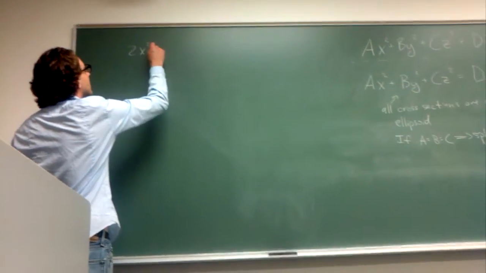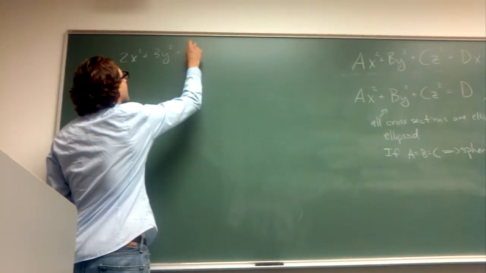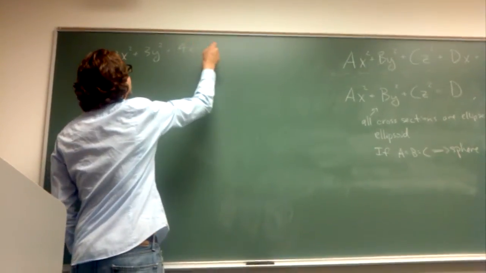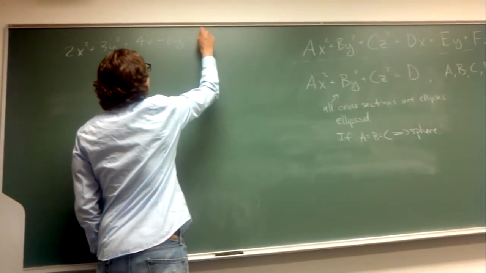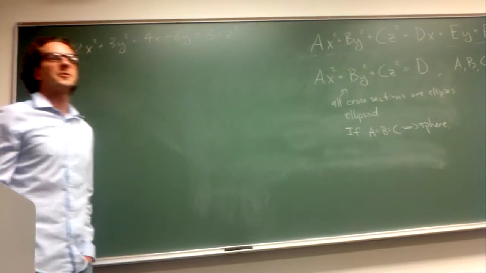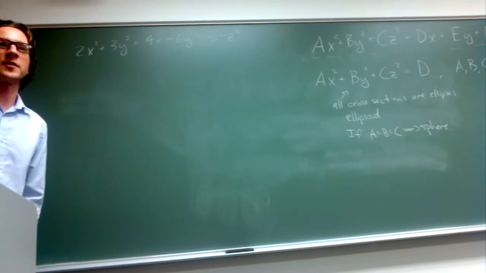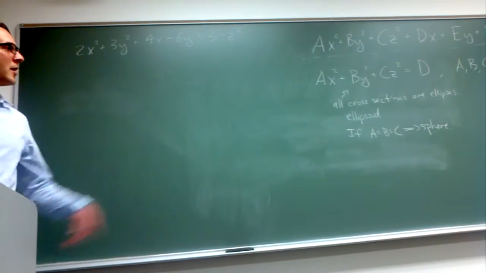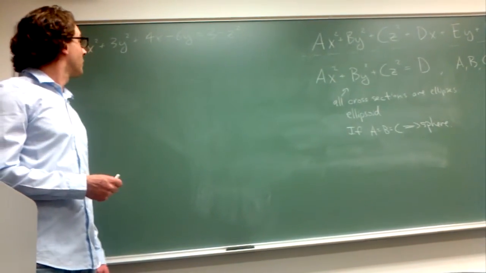For example, if I wrote down 2x squared plus 3y squared plus 4x minus 6y equals 3 minus z squared, can you recognize what type of surface this is without thinking too much? I'll give you a clue. I've only told you about one type of surface. It's an ellipsoid, just not centered at the origin.